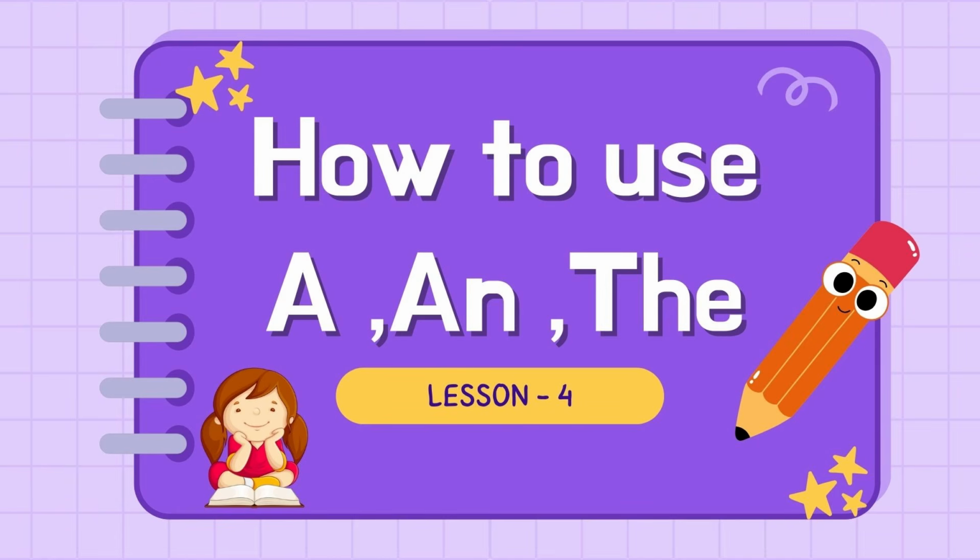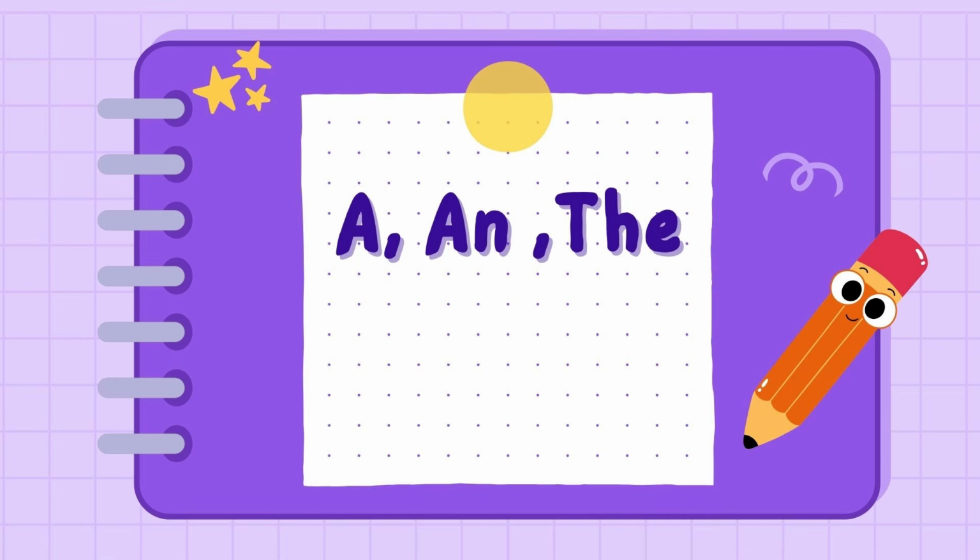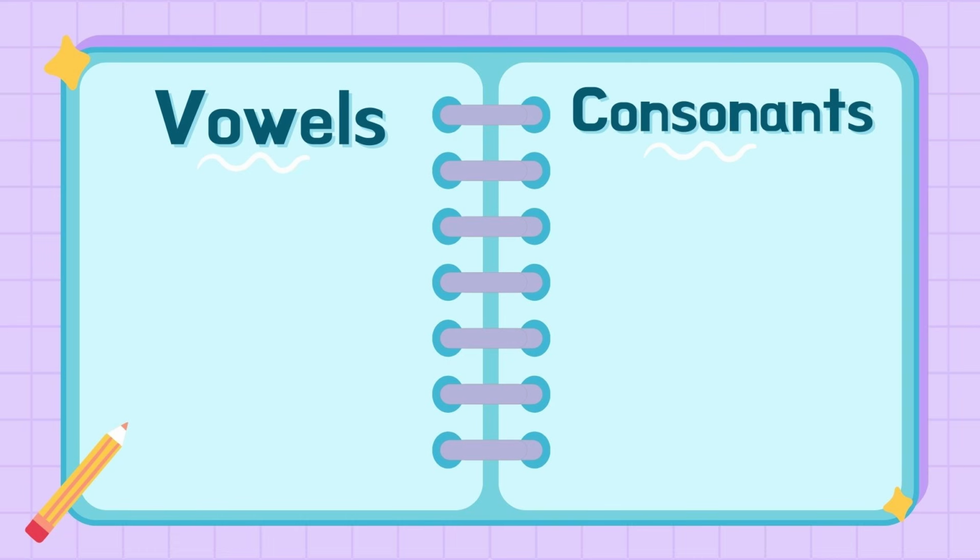Hello, friends. Today we will meet three tiny words: a, an, and the. They are like little helpers for our nouns. But first, let's talk about vowels and consonants.